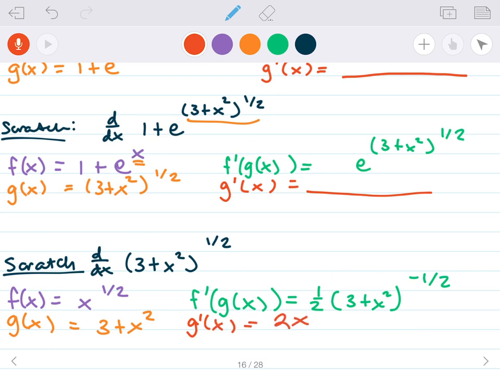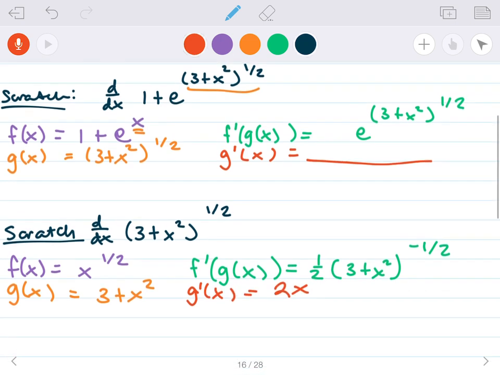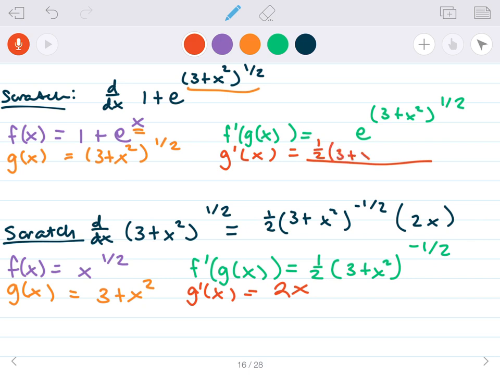All right. So that means that my derivative here, which I can fill in above, is going to be, using the chain rule, 1/2 times 3 plus x squared to the negative 1/2, times 2x. Pretty long. So here it is. So this was 1/2 times 3 plus x squared to the negative 1/2 times 2x.